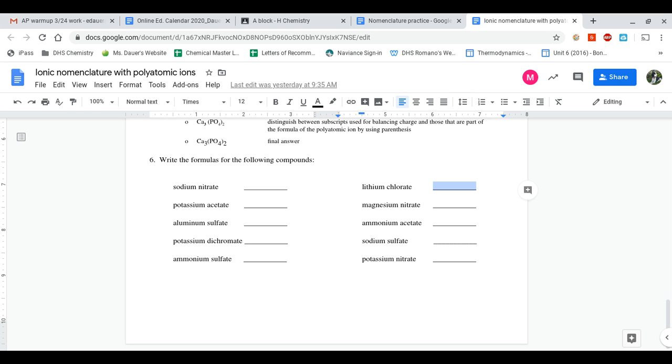Sodium sulfate. We have a -2 charge on sulfate and a +1 on sodium, so that's why we need 2 atoms of it. It's Na2SO4. And lastly, our potassium nitrate, KNO3.